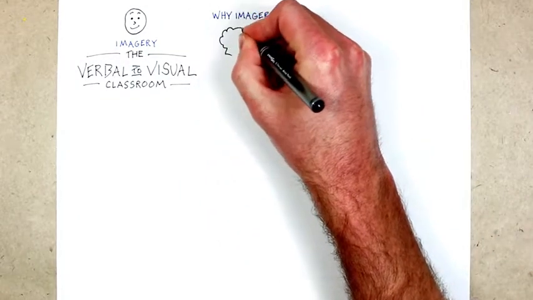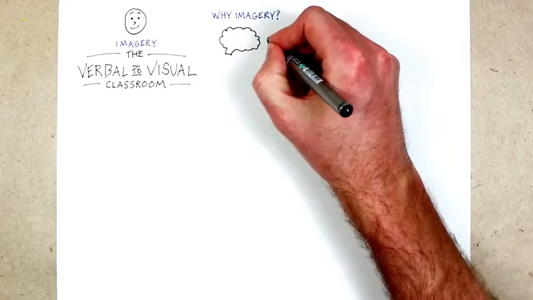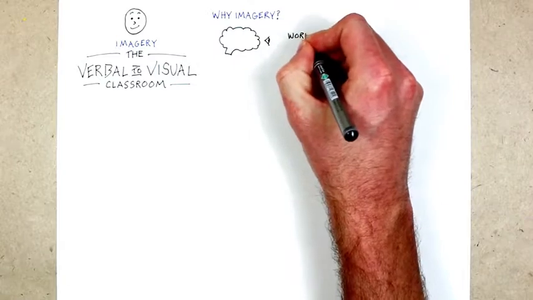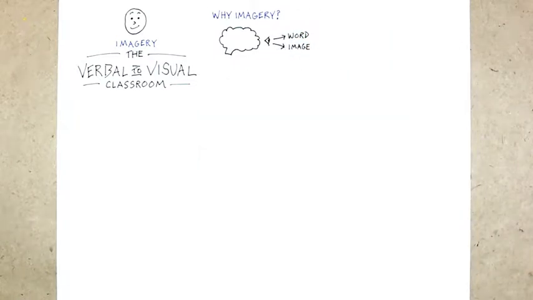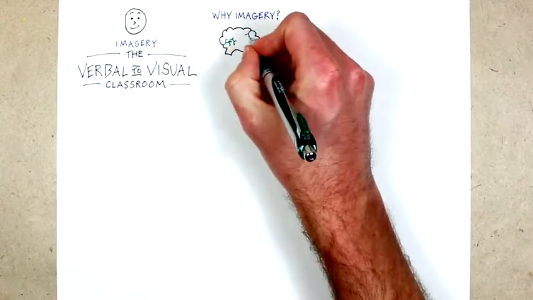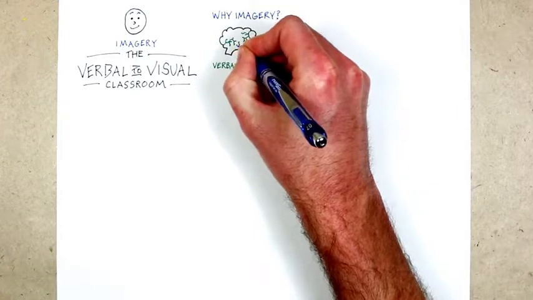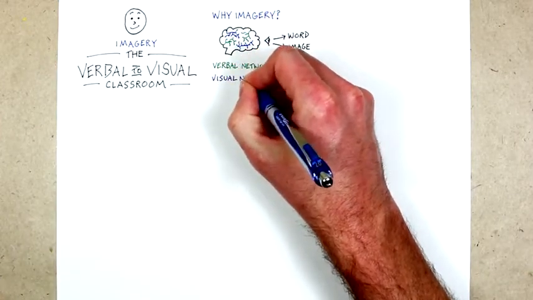Let's start with a quick look at the brain. Now, I'm not going to dig deep into neuroscience in this video, but I do want to point out one thing. Our brain reacts differently when we look at a word compared to when we look at an image. When you look at a word, a particular set of neurons fire in your brain. When you look at an image of the thing that that word describes, a different neural network lights up.